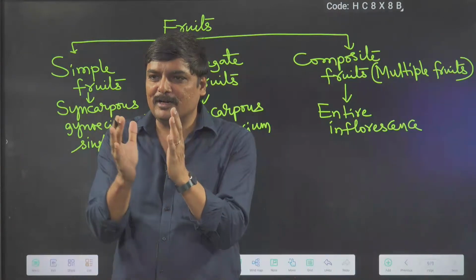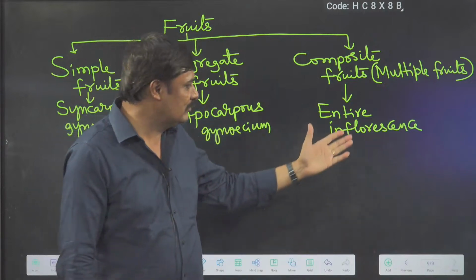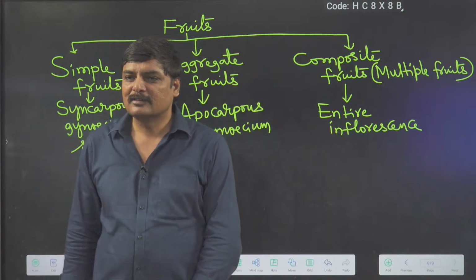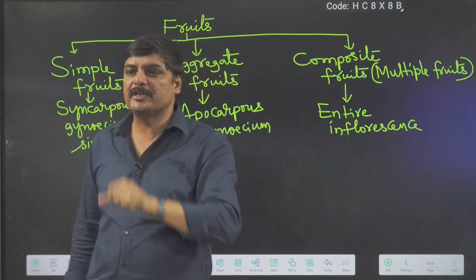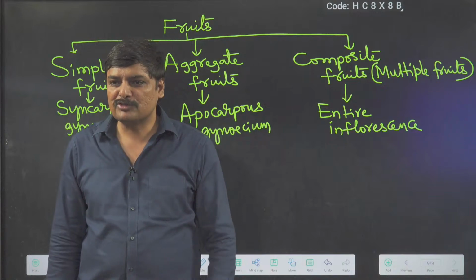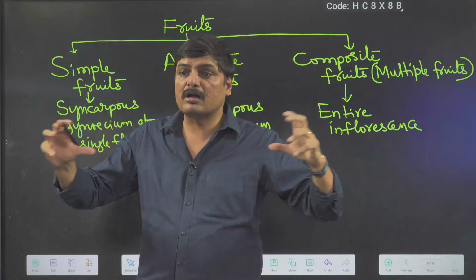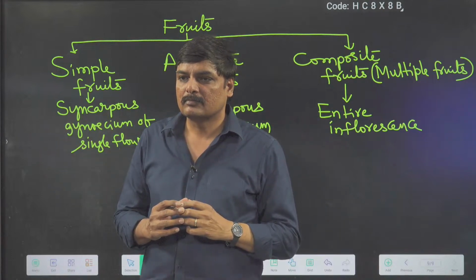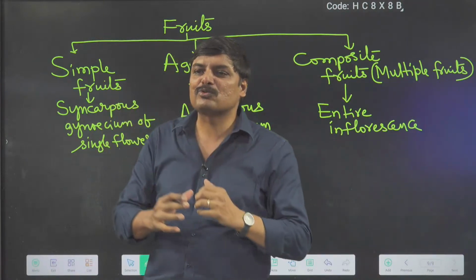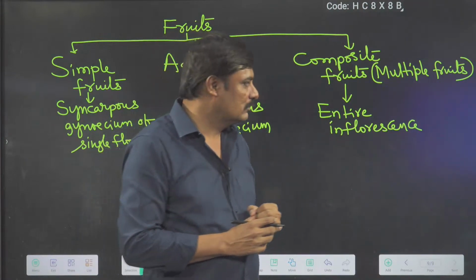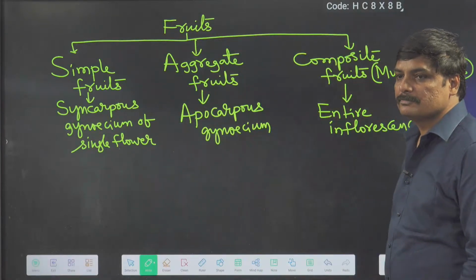The largest fruit in the world is the jackfruit, and that jackfruit is formed from an inflorescence. That is the largest fruit, which can weigh up to 55 kg, 90 centimeters long, 50 centimeters in diameter. That jackfruit is an example of the composite fruit.